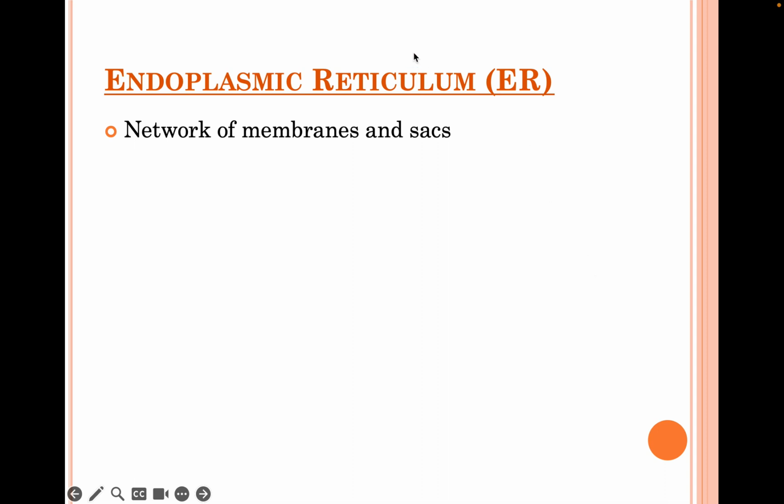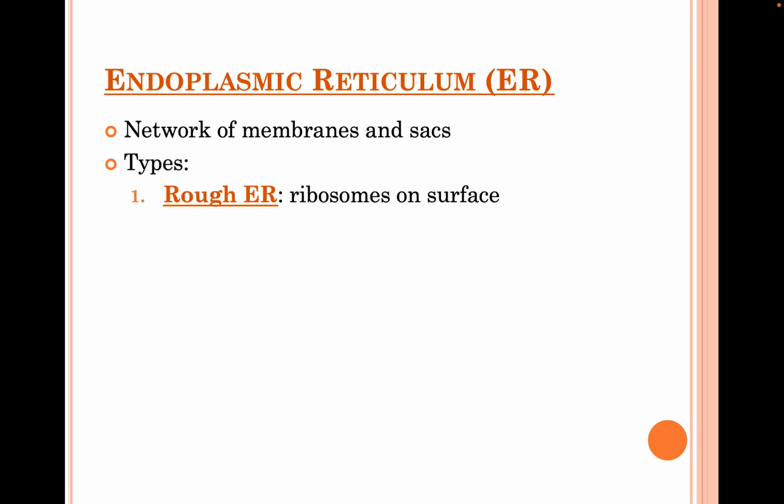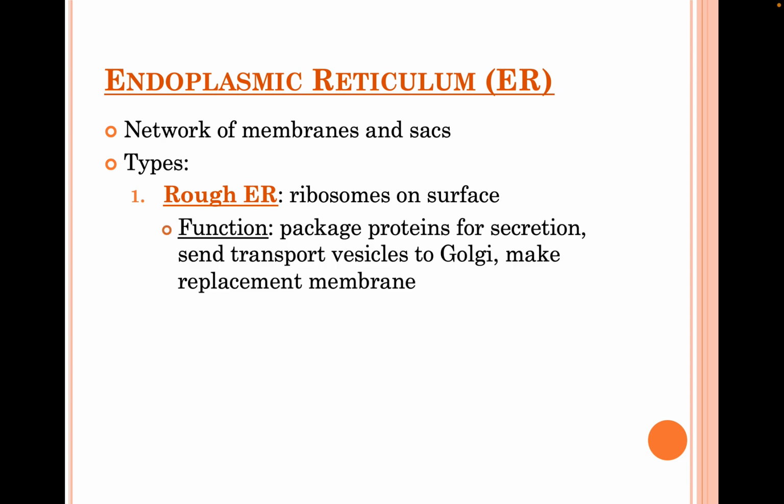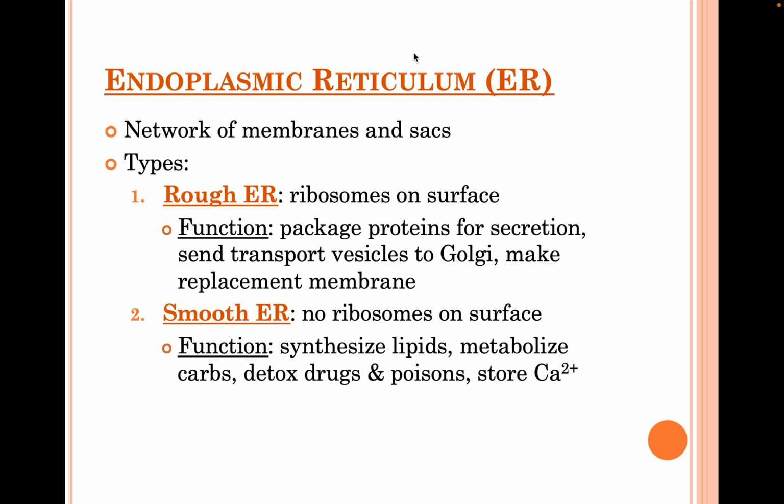All right, so the endoplasmic reticulum is a network of membranes and sacs made of membrane. There are two types. There's the rough ER with ribosomes on the surface, and the function of this rough ER is to package proteins for secretion, send transport vesicles to the Golgi apparatus, and make replacement membrane. The smooth endoplasmic reticulum has no ribosomes. It functions to synthesize lipids, metabolize carbohydrates, detoxify drugs and poisons, and store calcium ions.